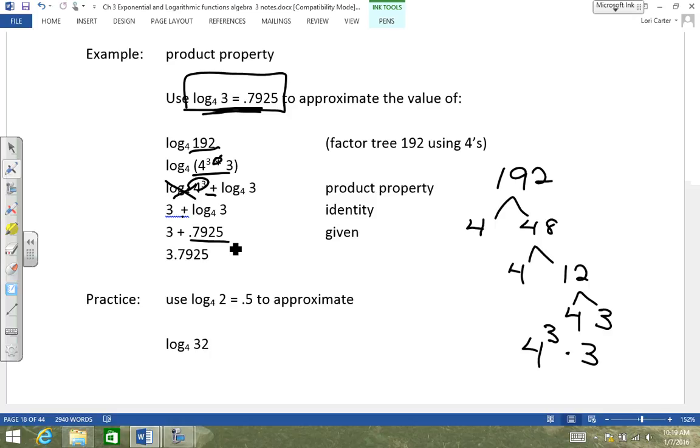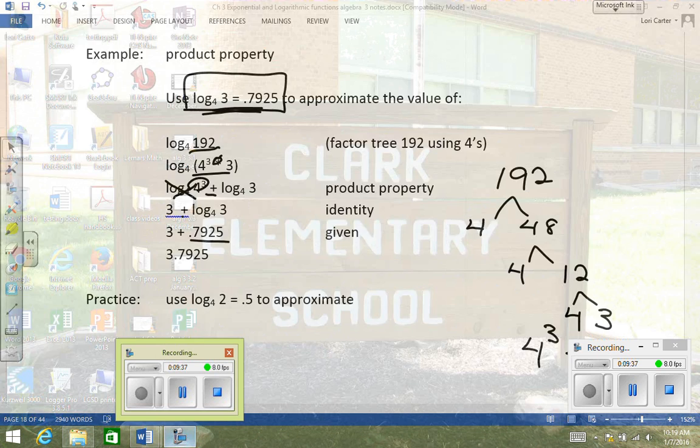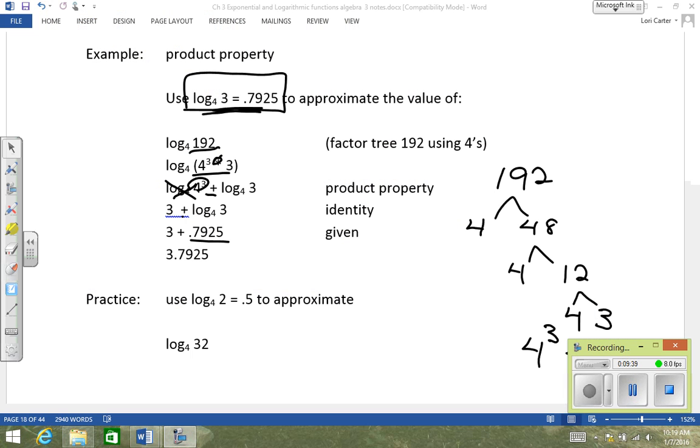Your turn. Do you want me to leave this up? Yeah, leave that up there. Leave that up. Don't move it. Okay, go. What number are you going to plug in first? 4. Because 4 is the larger. Could you do it with all 2s? If you wanted to, you can. It's going to be a little bit harder, but we can do it.